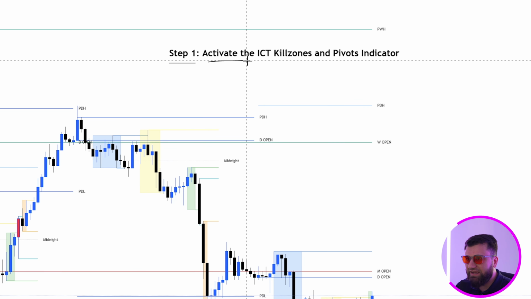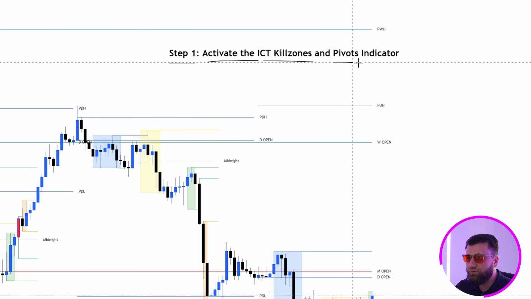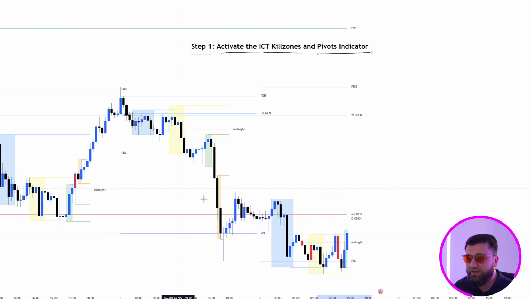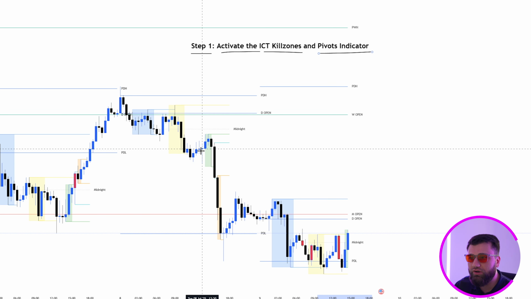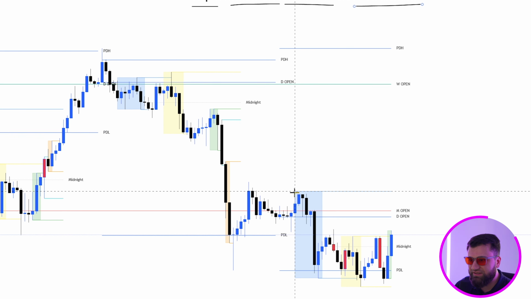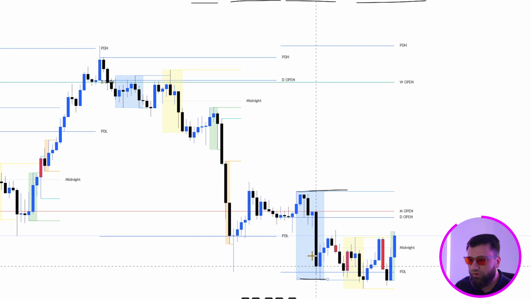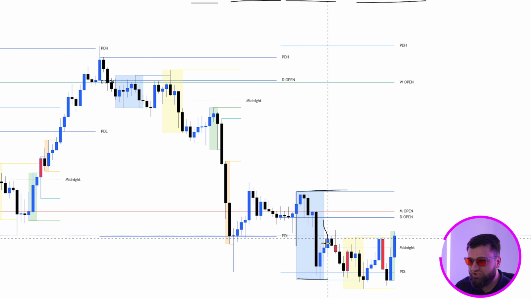So step 1, activate the ICT kill zones and pivots indicator. This is the indicator that you see right here on the chart. You will see, just like here, for example, the session high and the session low, and when the session starts and when the session ends.